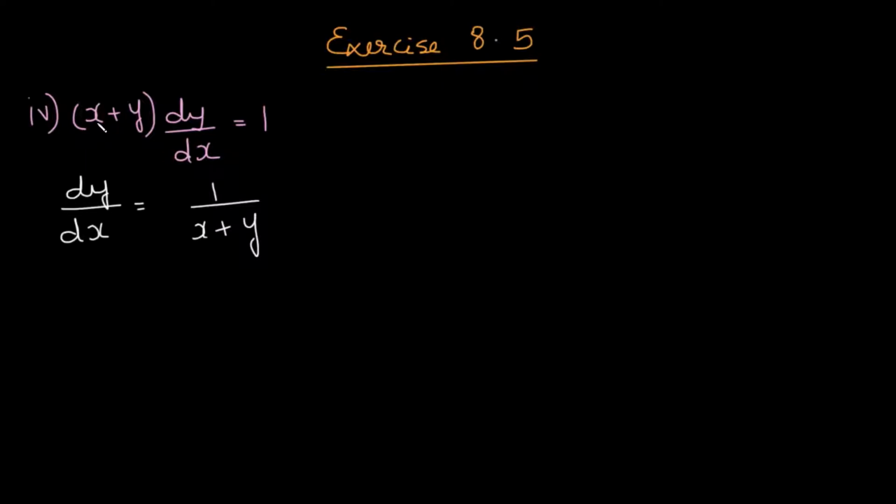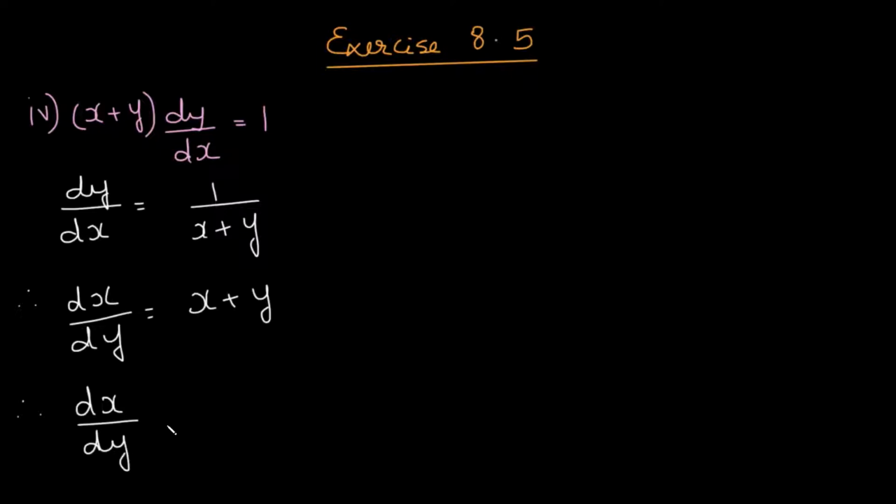As you can see, x plus y has gone to the RHS. Now take the reciprocal on both the sides. So therefore we get dx upon dy is equal to x plus y. And in the next step, what we write is that dx upon dy minus x is equal to y.